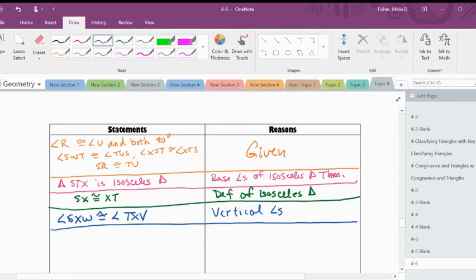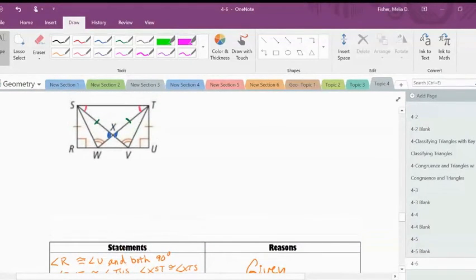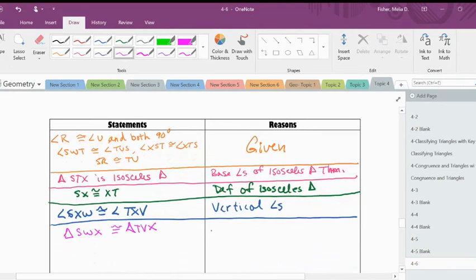And then we can state that triangle SWX is congruent to triangle TVX. And let's look at that. We have angle, angle, side, and angle, angle, side. So that is by the angle angle side congruency theorem.